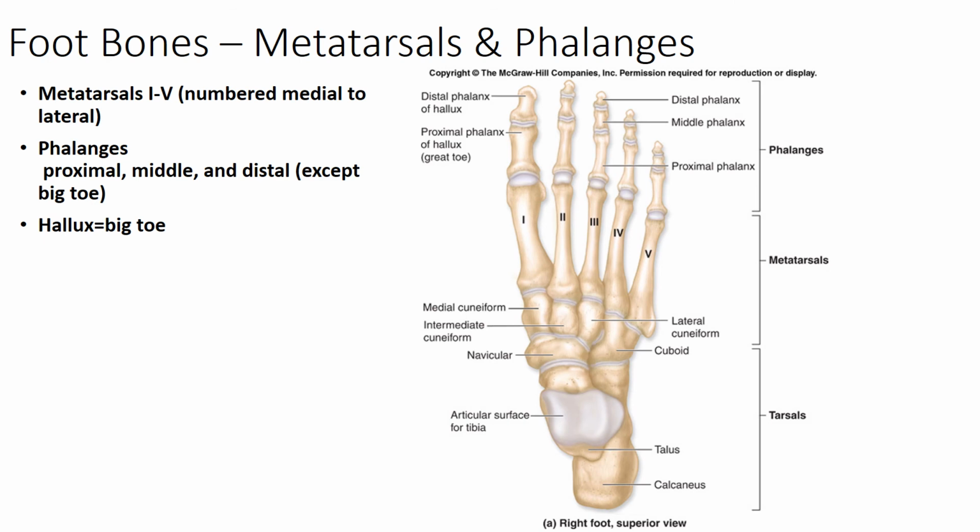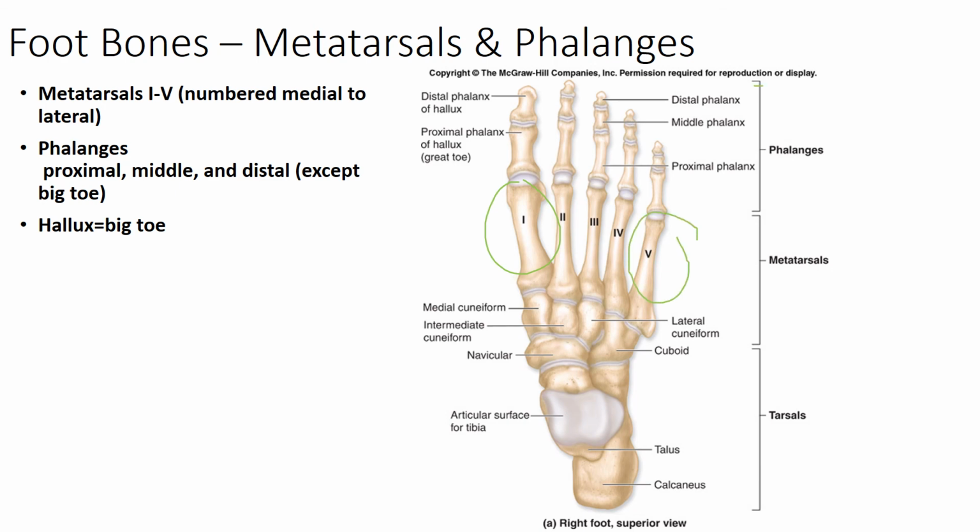The bones that make up the foot are the metatarsals and the phalanges, where just like in the hand, these are numbered in Roman numeral 1 through Roman numeral 5, where Roman numeral 1 is going to be medial, and then Roman numeral 5 will be lateral.